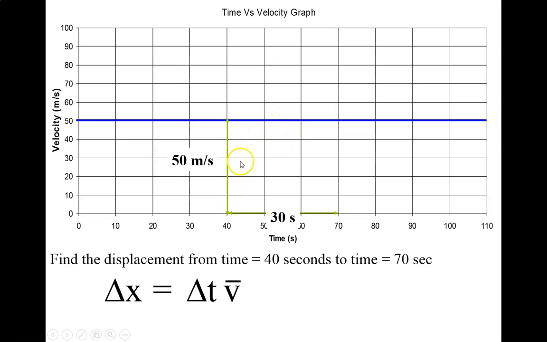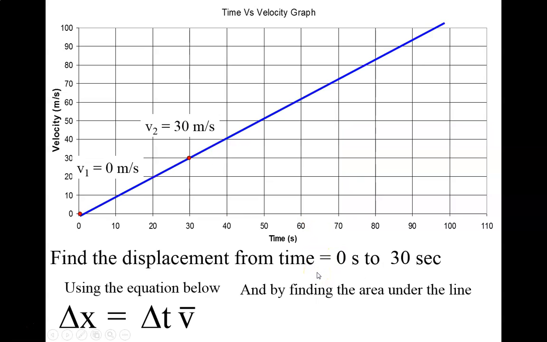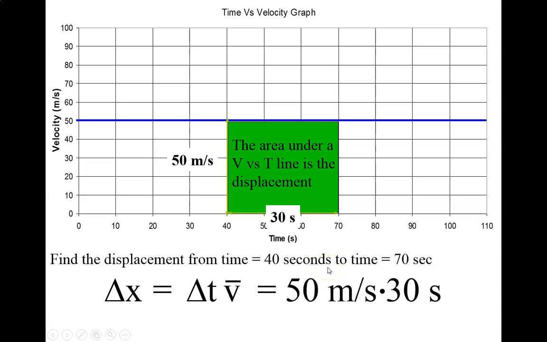Okay, notice the height. And that is going to be multiplied by the time, which, if you notice, between 40 and 70 is 30 seconds. That gives us the base. So when we multiply that, we'll find that the displacement is equal to 1,500 meters. And what we really did here was we looked at the area under the curve, or under the line in this case. That's something you also need to know.